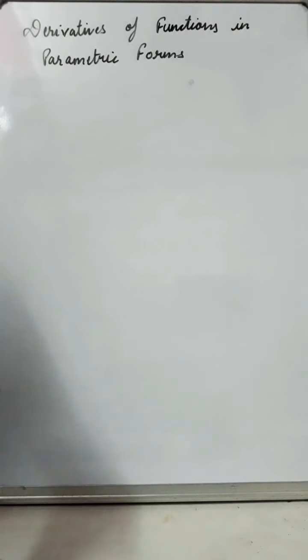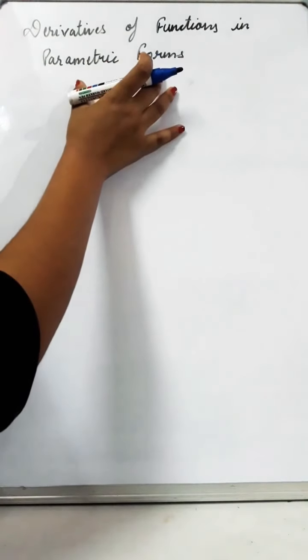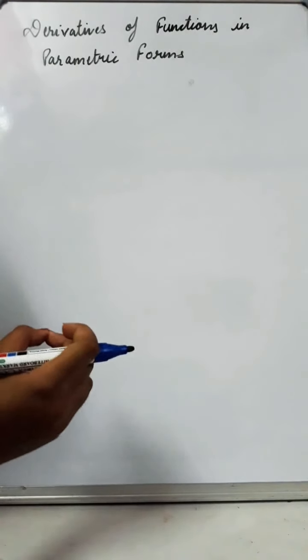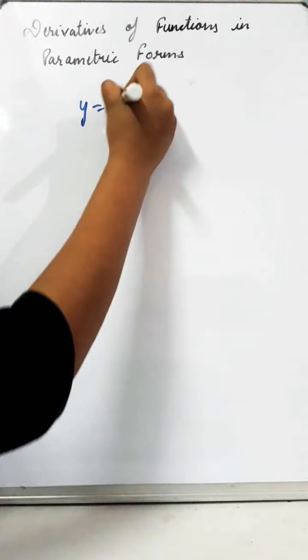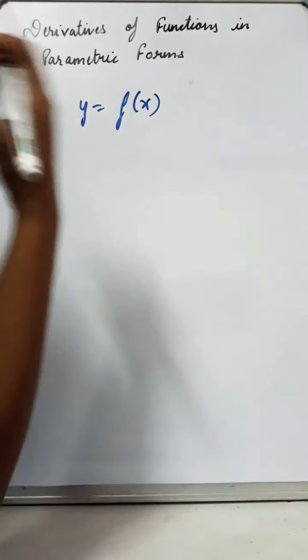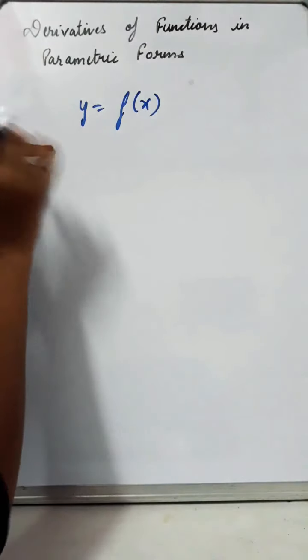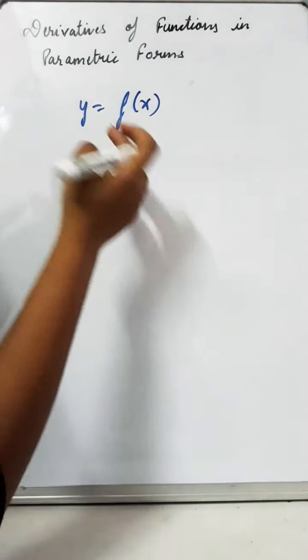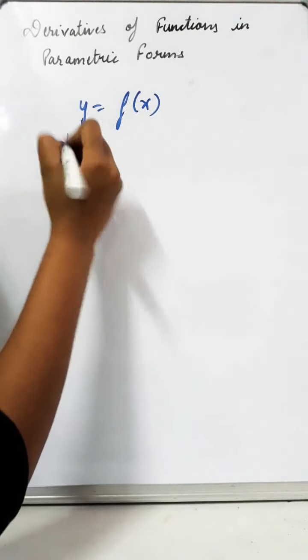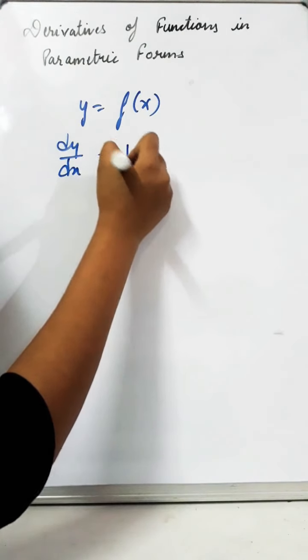Now, derivatives of functions in parametric forms. Till now, when you were asked to find the derivative of a function, suppose y is equal to f(x), y was some function expressed in terms of x, and you had to differentiate it with respect to x, simply doing dy/dx. And it is quite easy to do.